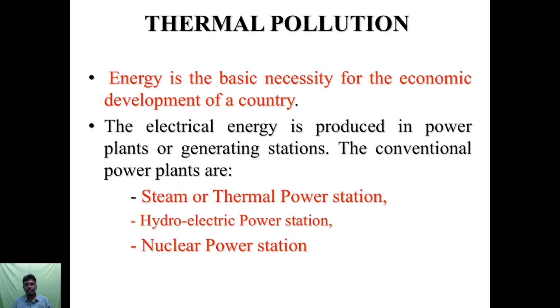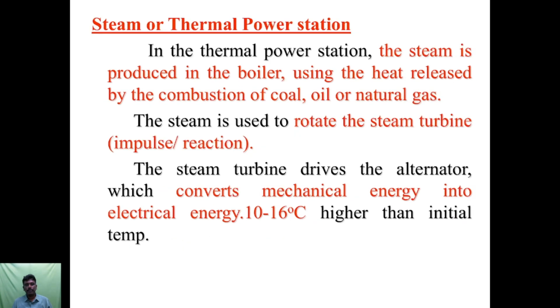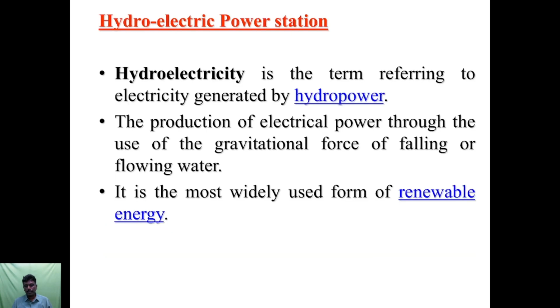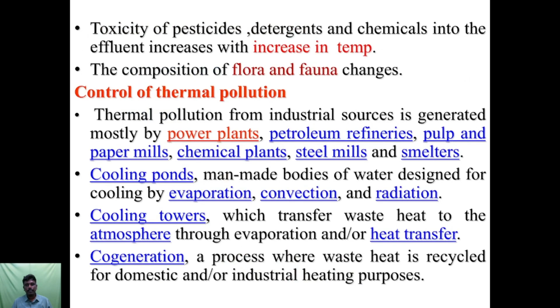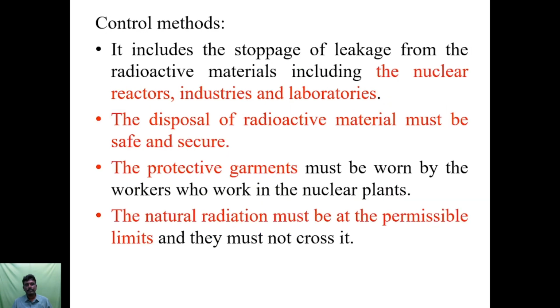Thermal pollution. Electrical energy is a basic necessity for the economic development of a country. The electrical energy is produced in power plants or generating stations. The conventional power plants are steam, hydro and nuclear power plants. From these power plants, a large amount of heat is released that causes thermal pollution. The control measures include stoppage of leakage of radioactive materials from nuclear reactors, industries and laboratories. The disposal of radioactive material must be safe and secure.